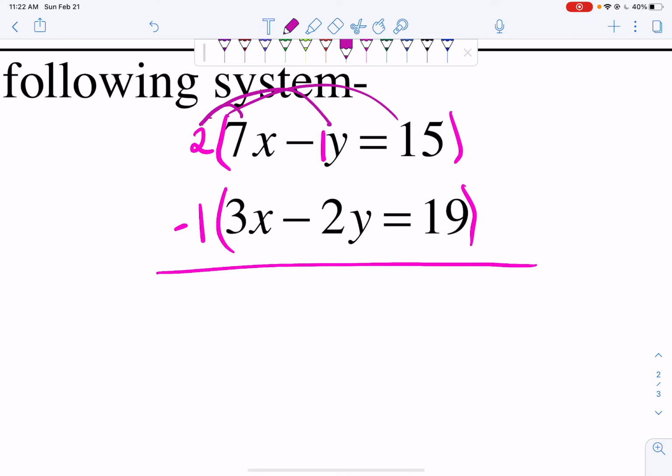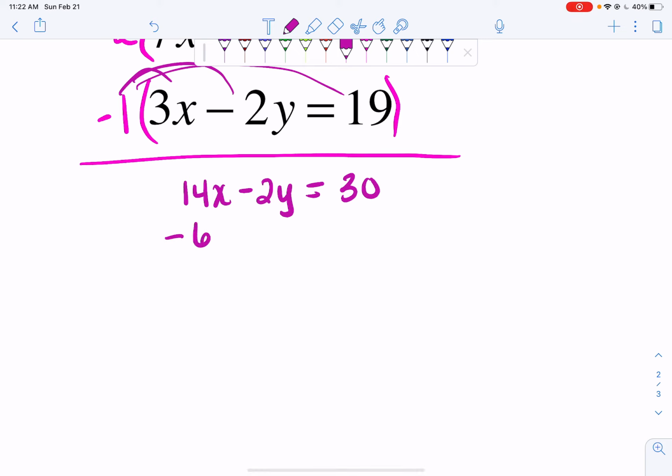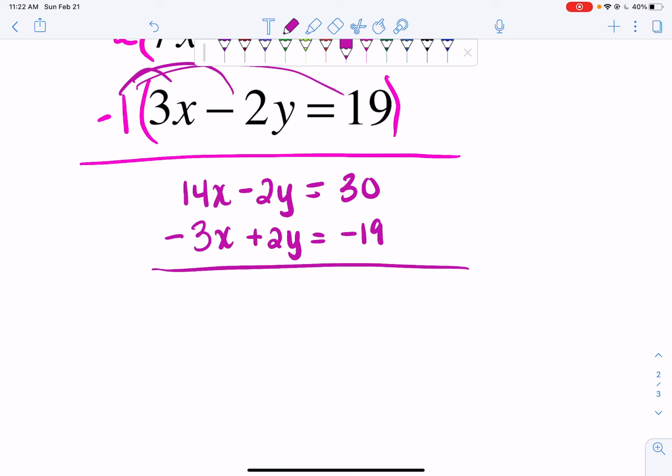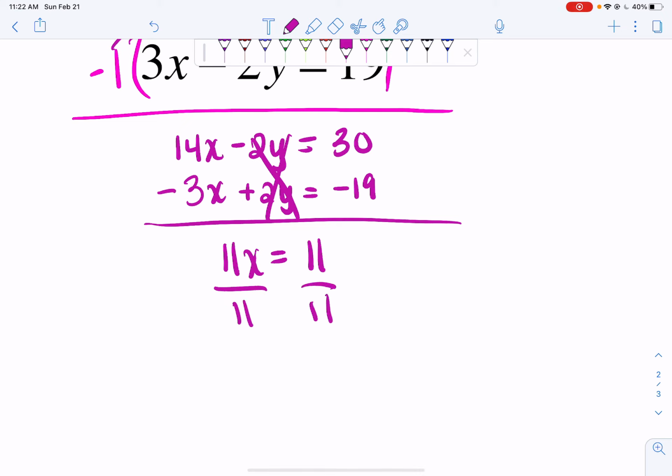So I distribute my 2 to each term, distribute my negative 1 to each term. 2 times 7x is 14x. 2 times a negative 1y is a minus 2y. And 2 times 15 is 30. Distribute that negative 1. Negative 1 times 3 is negative 3x. Oh, sorry, negative 1 times 3 is not negative 6x, it's negative 3x. And then negative 1 times 19 is negative 19. If I look, I can eliminate my y's just by looking at them. So 14x plus a negative 3x is 11x. 30 minus 19 is 11. Divide both sides of your equation by 11. And I get x is equal to 1.